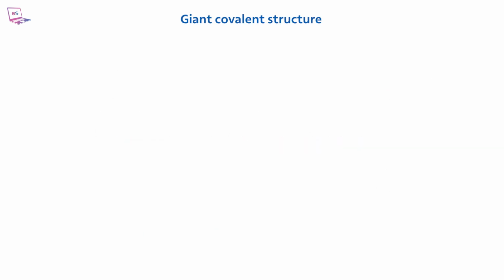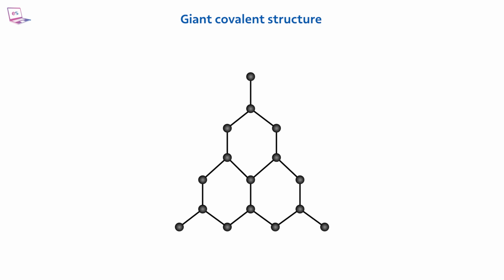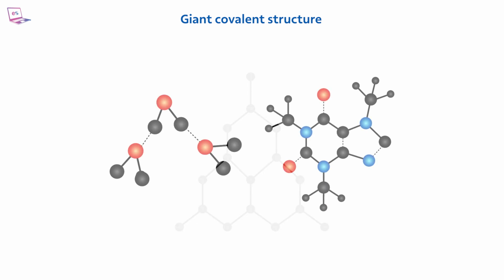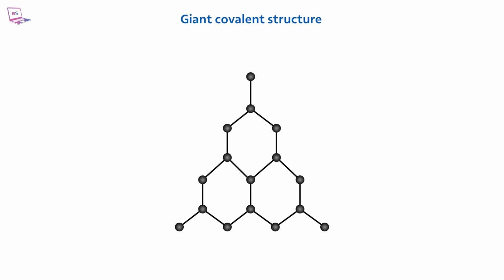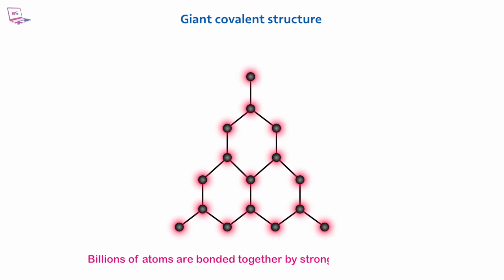Giant covalent structure. A giant covalent structure is a 3-dimensional network of atoms joined by covalent bonds. Unlike other covalent substances, a few form giant structures instead of small molecules. In giant molecular structures, billions of atoms are bonded together by strong covalent bonds.